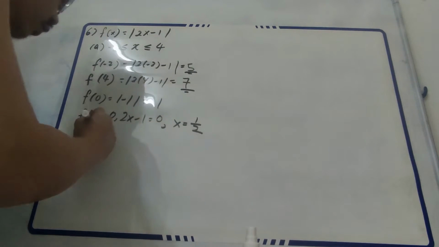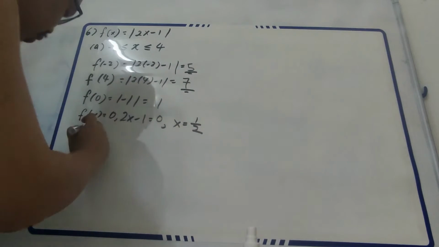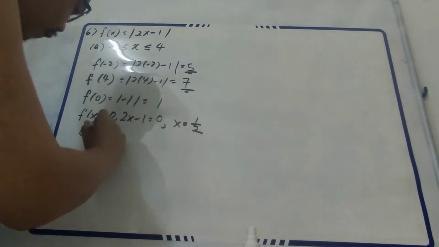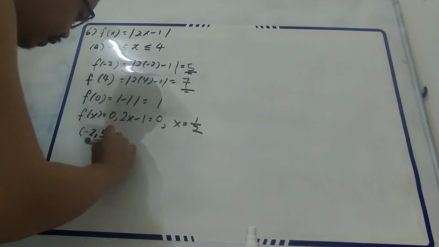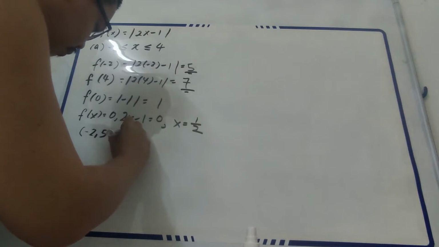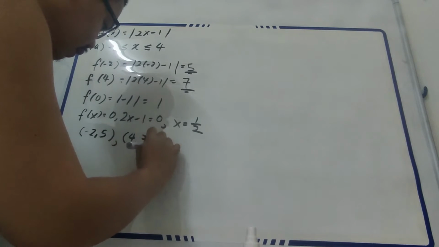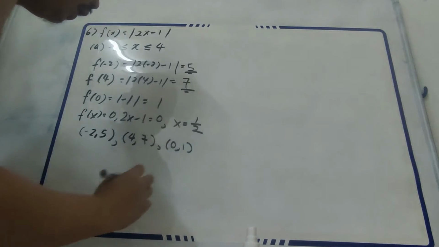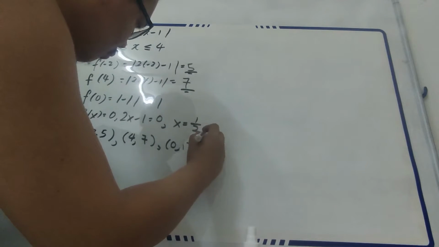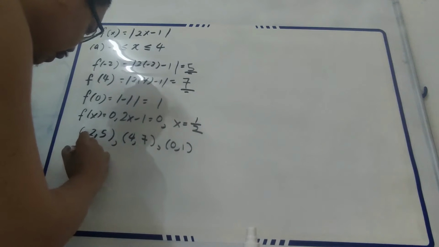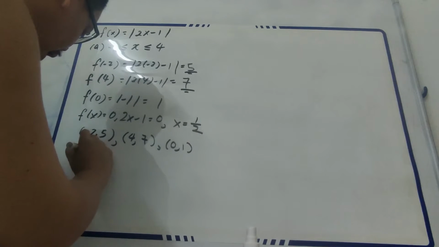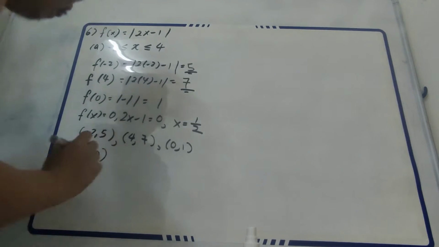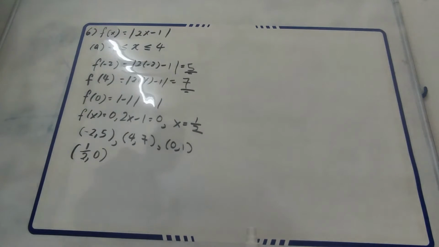So with this, you have four different coordinates. So x = -2, then you have 5, then another one, the biggest one, the maximum one, (4, 7), and (0, 1), and also the last one is (half, 0). So you can draw out the diagram. You can sketch the diagram.